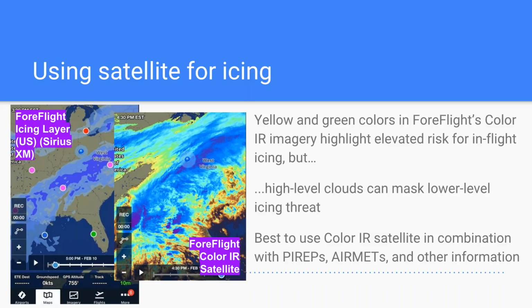However, there is a big caveat here, and that is high-level clouds can mask the lower level icing threat. A good example of that is here. We can't see the yellow and green colors, even though they would be there, but we had high-level clouds that are showing up in blue. Now, it's worth noting we can still get icing in the upper levels, but we typically find more ice crystals as opposed to supercooled water. So the takeaway here is that the icing imagery and the color IR imagery are very important for assessing an icing threat, with that important caveat of high-level clouds possibly masking the lower-level icing threat.